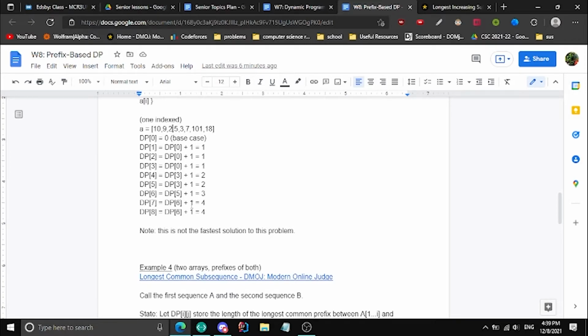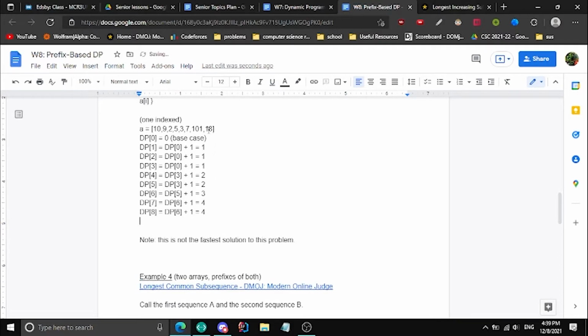So you can actually backtrack from this DP. So DP at 8 stores an answer of 4. So let's include the element at index 8. So that's 18. Obviously, you can also pick DP at 7 since that also gives 4, but it doesn't matter. So 18 would be the last element.